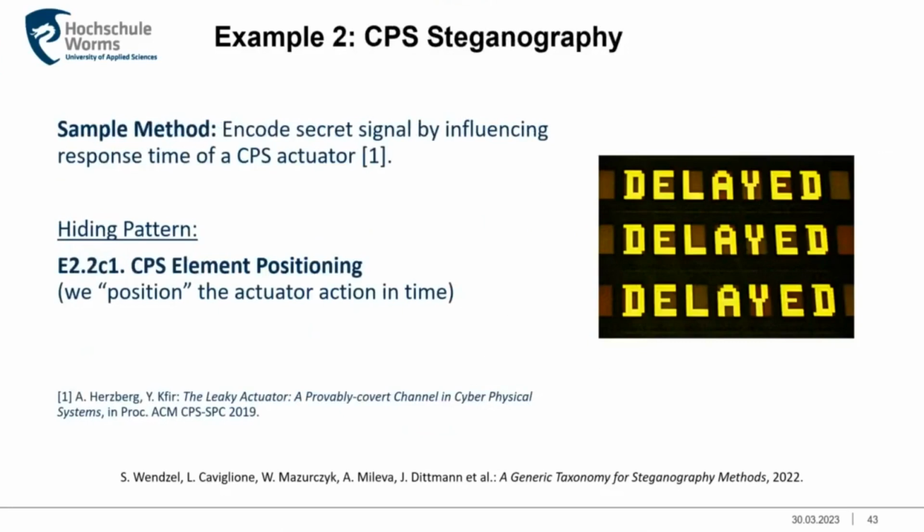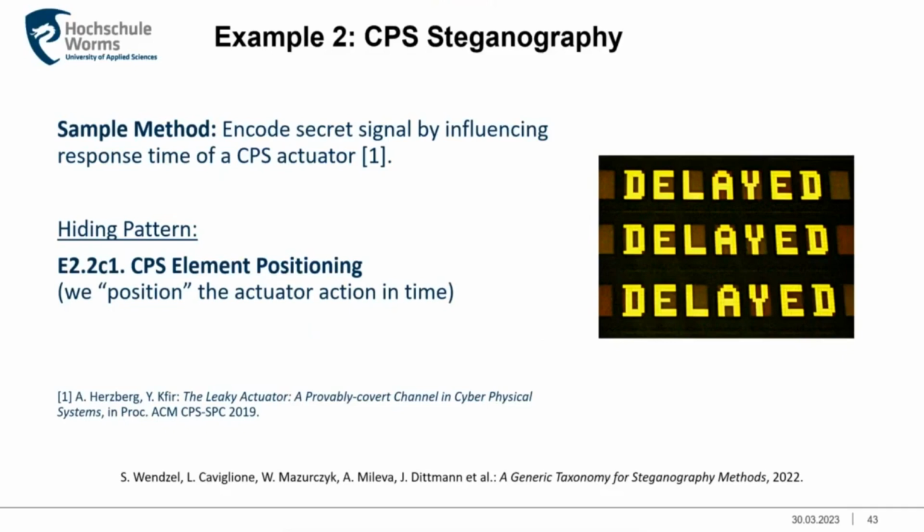CPS steganography. Encoding a secret signal by influencing the response time of an actuator. So you request some data and you get some action, and you wait till the action is done. So you do element positioning, because you position that action in time.